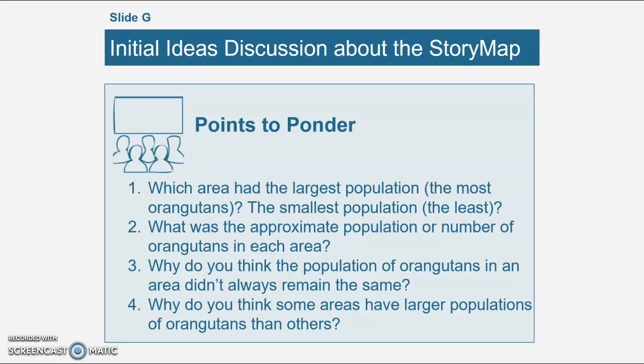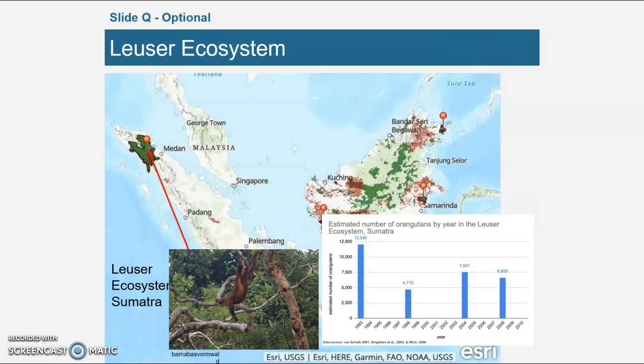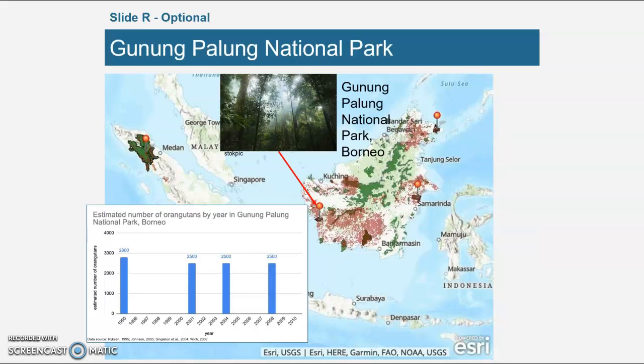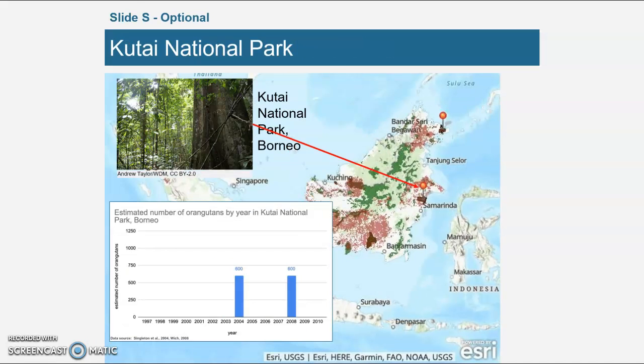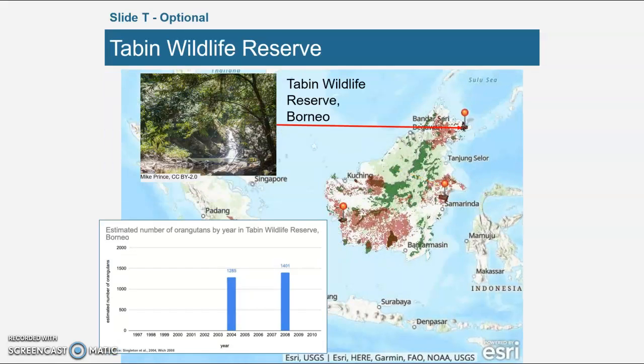Why do you think the populations of orangutans in an area didn't always remain the same? If we go back to those, we have a really high population of over 12,000 initially, 5 years later, dropping by 8,000. It's pretty significant. Here we have 2,895, 6 years later. And for the 7 years following that, 2,500. This one here at 600. And then this one from 1,285 to 401.